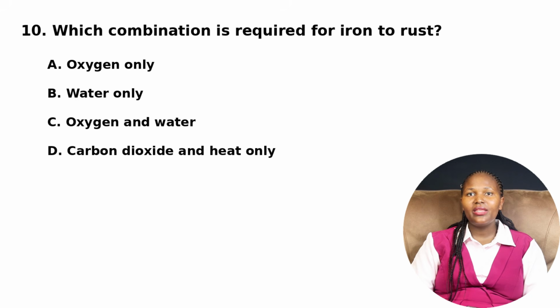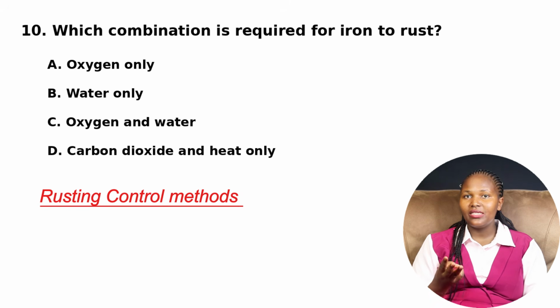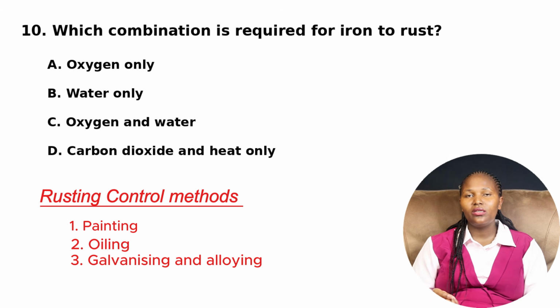And then there is another way they ask this question: what do you do to prevent rusting of iron? One of the things is painting. When you paint, you are going to prevent the iron from rusting. Then number 2, oiling. Number 3 is galvanizing, and alloying. You see, these are methods used to avoid rusting in iron. You can say painting, oiling, galvanizing and alloying.